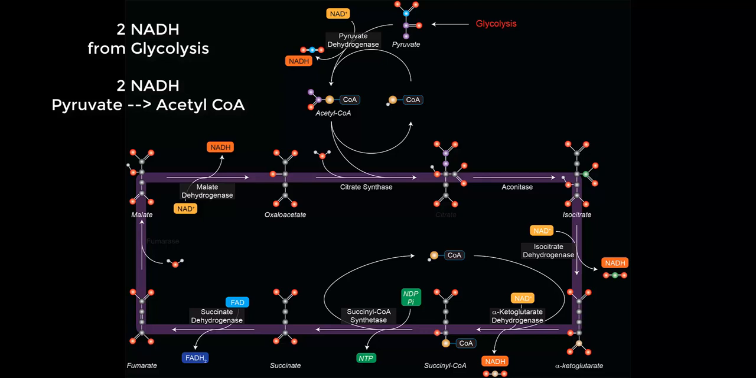So for 1 glucose, we get 2 full rounds of the TCA cycle. And during each round of the TCA cycle, we make 3 NADHs for a total of 6 NADH, and we make 1 FADH2 per cycle for a total of 2 FADH2. So this gives us a total of 10 NADH yielded per glucose and 2 FADH2 yielded per glucose. Each of those reduced cofactors will now feed the mitochondrial electron transport chain to ultimately generate ATP.